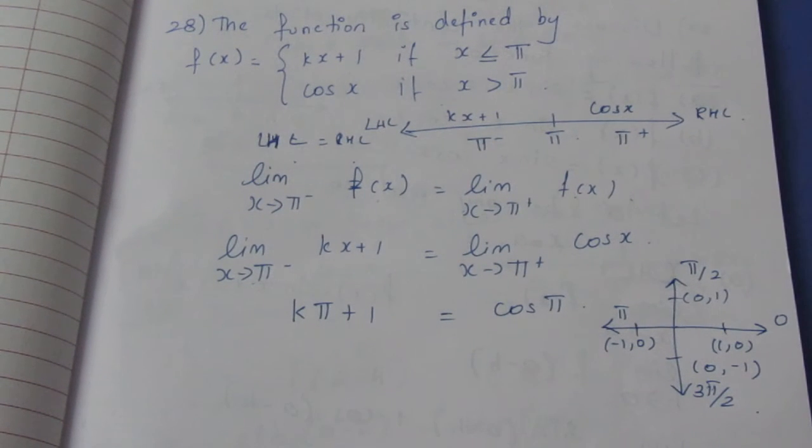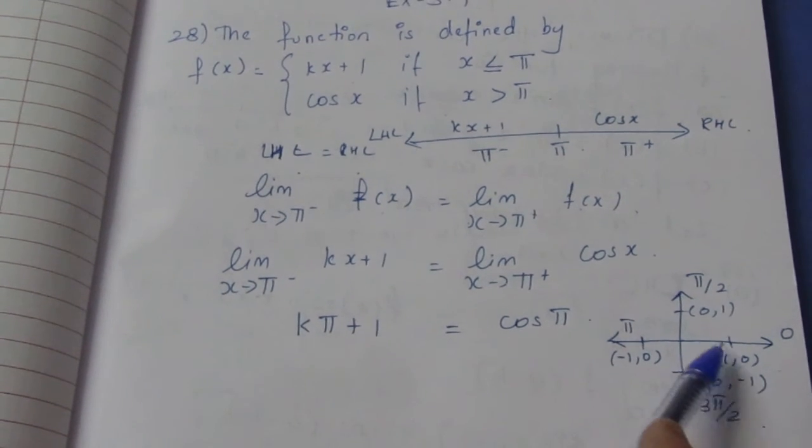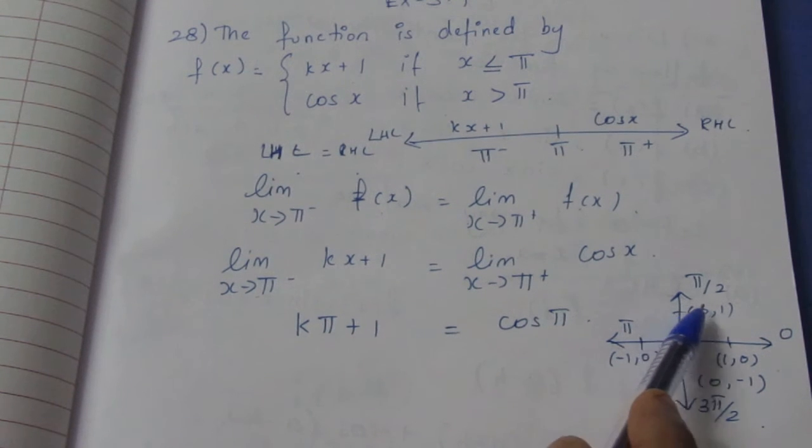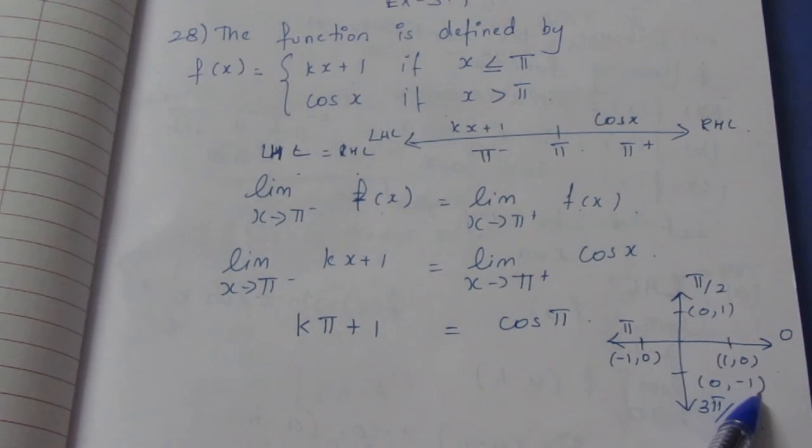Now I have taken 1 unit on each side on the x axis and on the y axis. On the x axis, it is 1 comma 0. On the left hand side it is minus 1 comma 0. On the top, that is on y axis, it is 0 comma 1. And it is 0 comma minus 1.